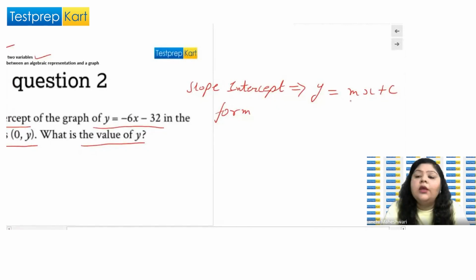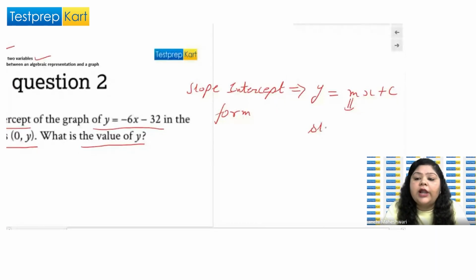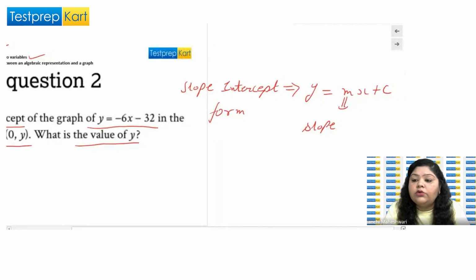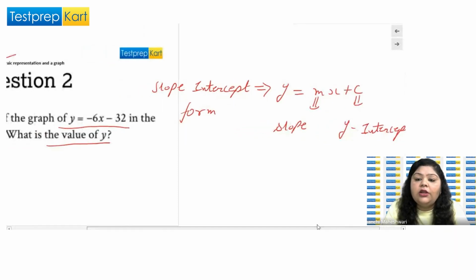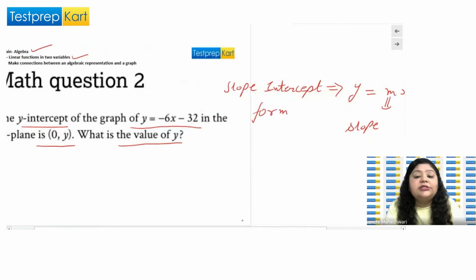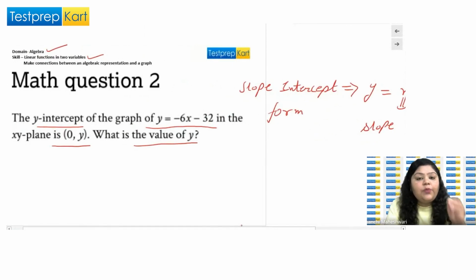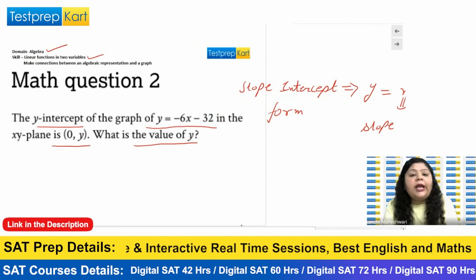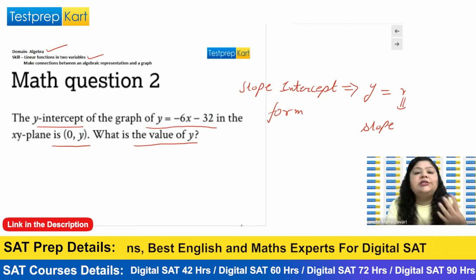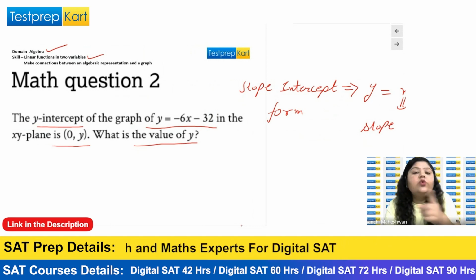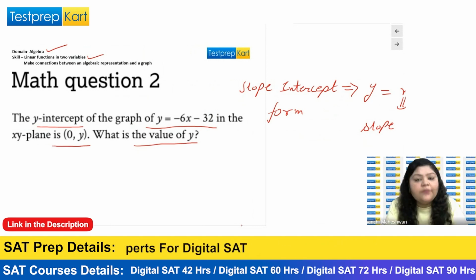Where m is known as the slope, and c is called the y-intercept of the function. Now you have to understand logically what this y-intercept means. The point at which this straight line cuts the y-axis, that means the point at which it intersects the y-axis, is going to be the y-intercept. So we can say it is the value of y when x equals 0.